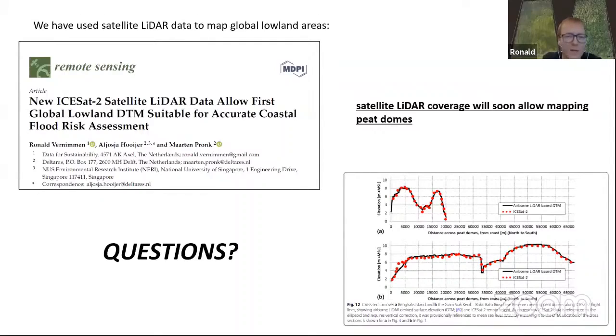So you will be less reliant on expensive airborne LIDAR data, but you can actually do it freely using the space satellite LIDAR. And in our deep peat mapping paper, we already had a quick look at a comparison between these satellite LIDAR with the actual airborne LIDAR DTM, which is shown here, which shows a very good comparison. So this provides us with a lot of confidence how good it is.